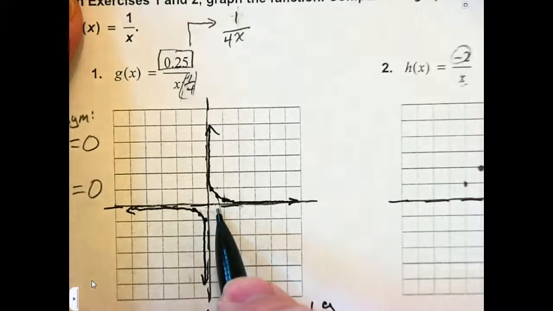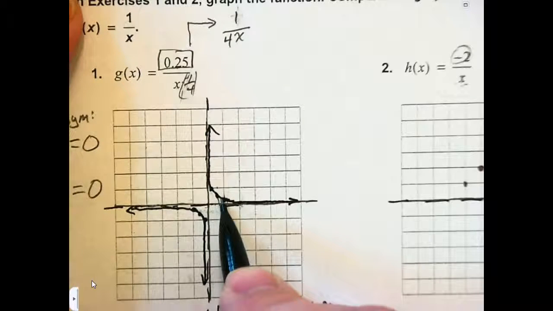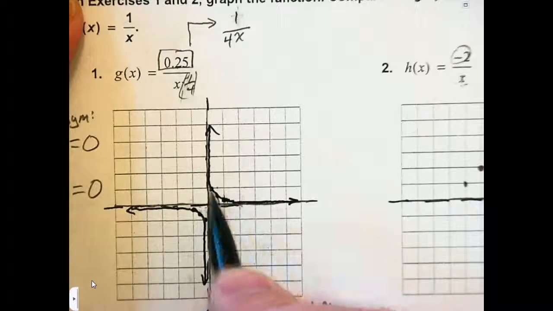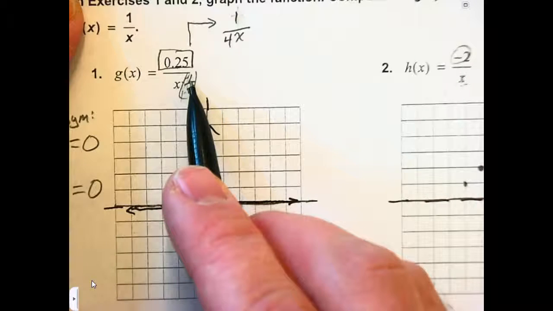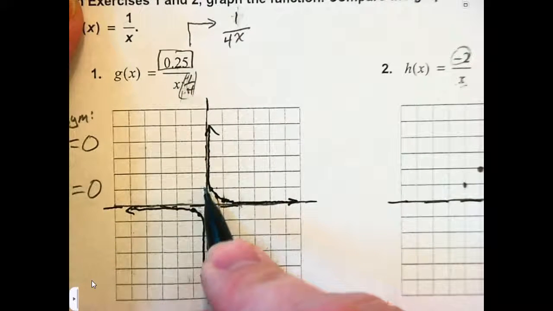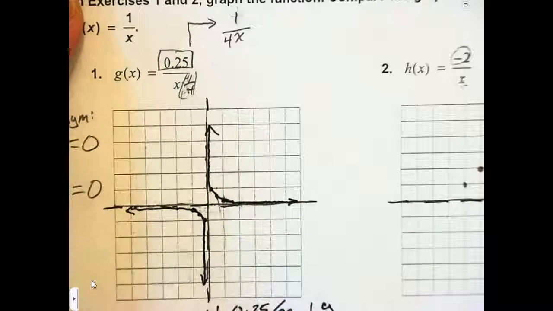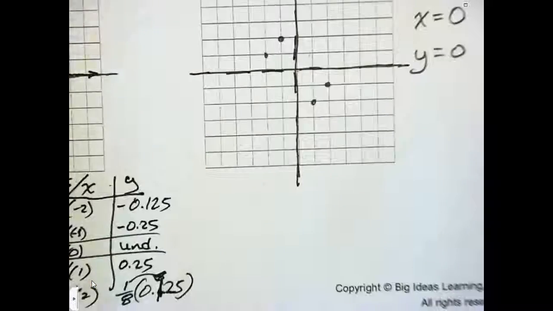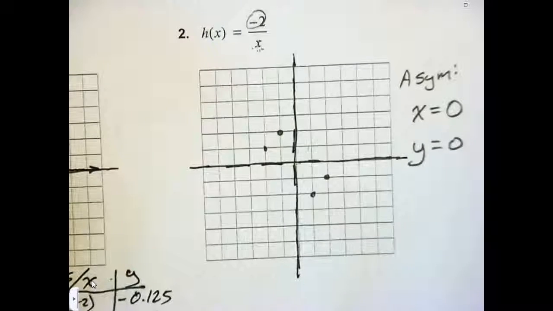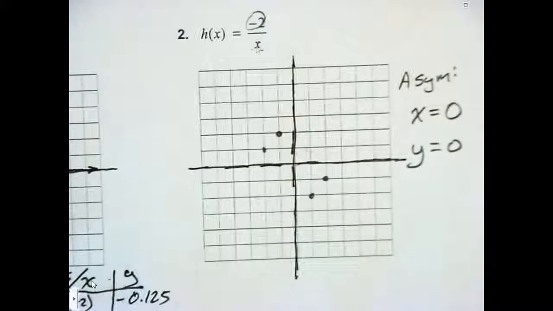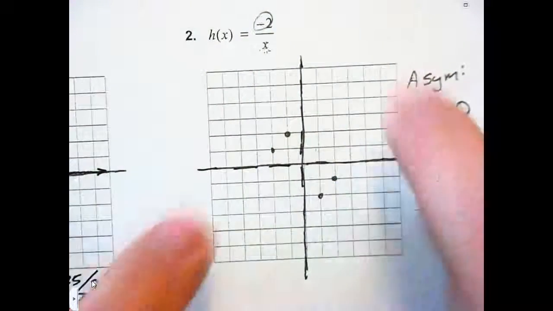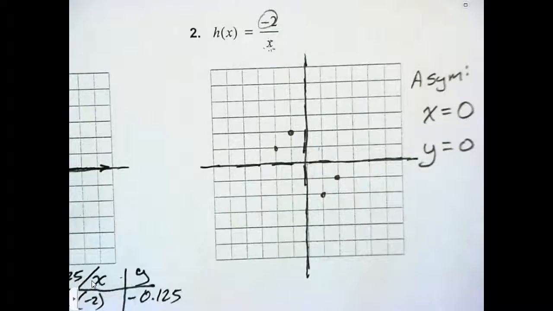Okay, let me go back to this. When I plugged in 1 for x on this one, what did I get out? I got 0.25 out. So I went over 1 and up 0.25. When I plugged in 0.25 for x, what did I get out? 1. So I went up 1 and over 0.25. Sure, there for sure is a reflection of this branch to this one. They are symmetrical. Yes.